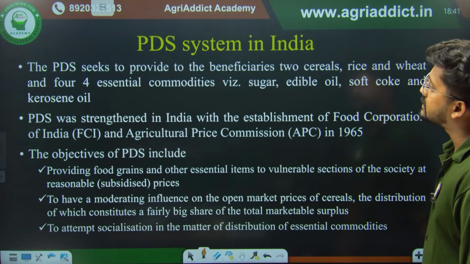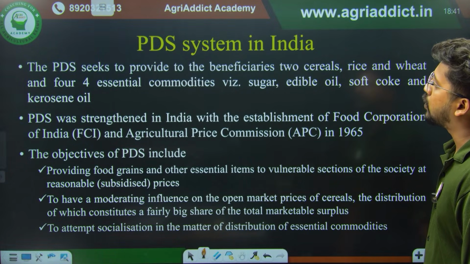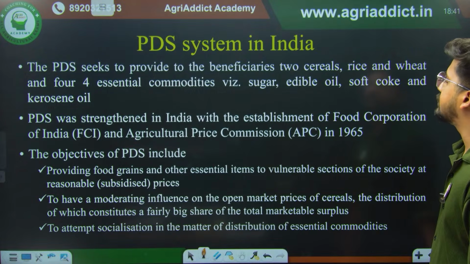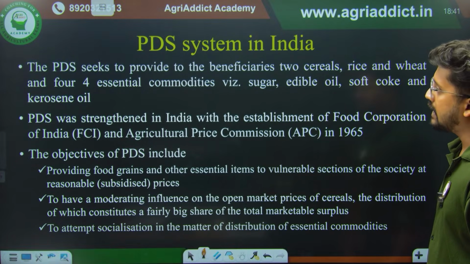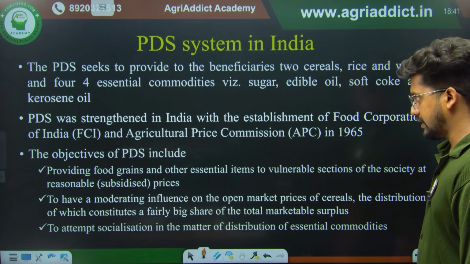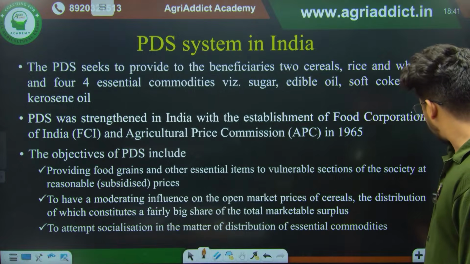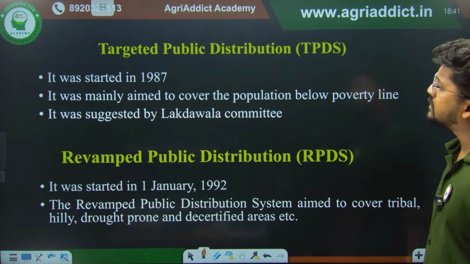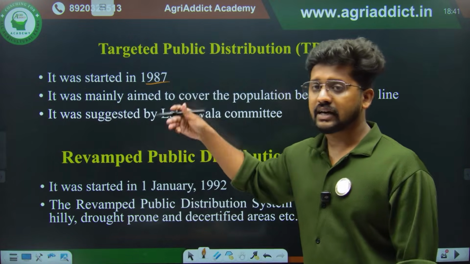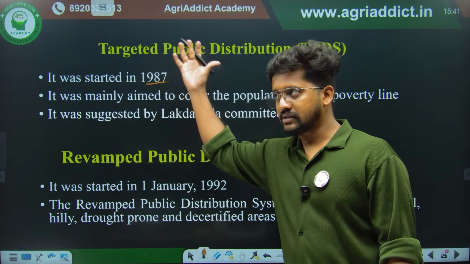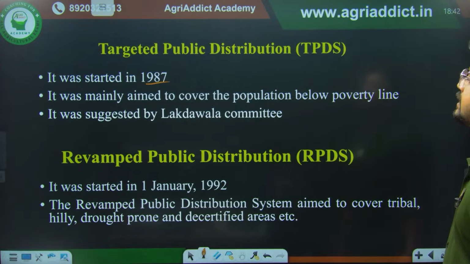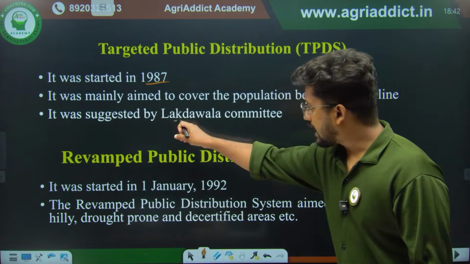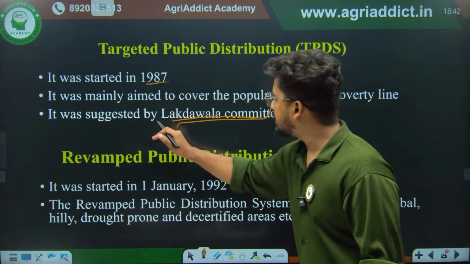Then the public distribution system in India, which tried to eliminate poverty and give adequate necessary items such as food grains like rice and wheat, and necessary commodities such as sugar, edible oil, soft coke and kerosene oil. Later some improvements happened in the public distribution system. First one was the targeted public distribution system in 1987, where the distribution of these necessities was based on the poverty line, that is above poverty line and below poverty line, based on the recommendations of a committee on poverty, that is the Lakdawala committee.